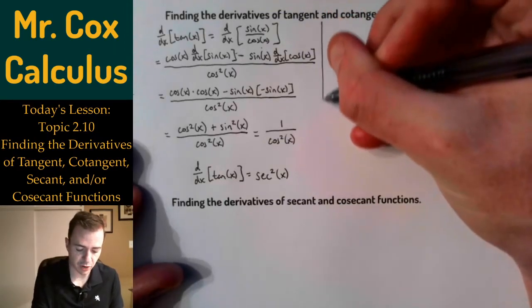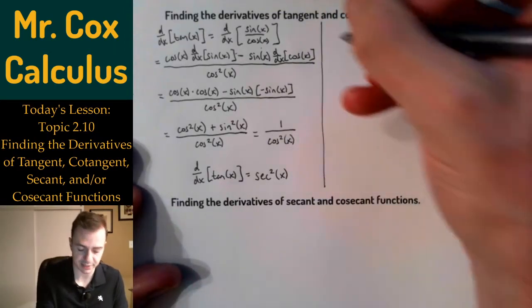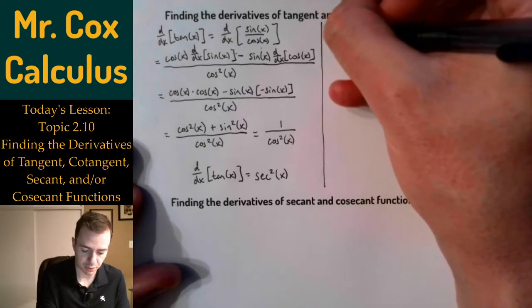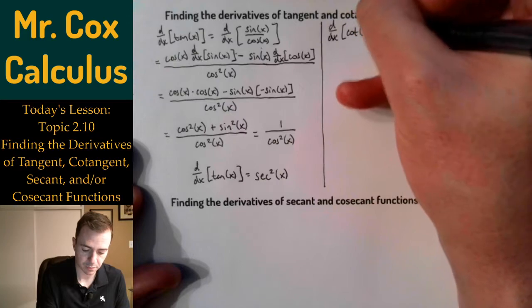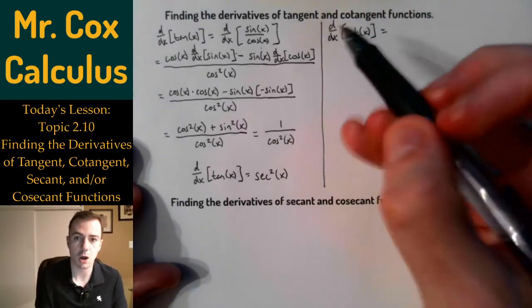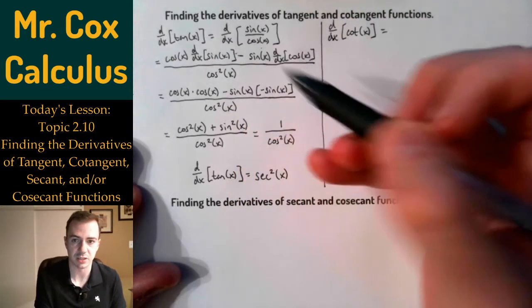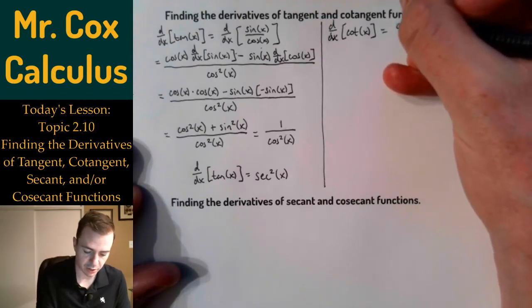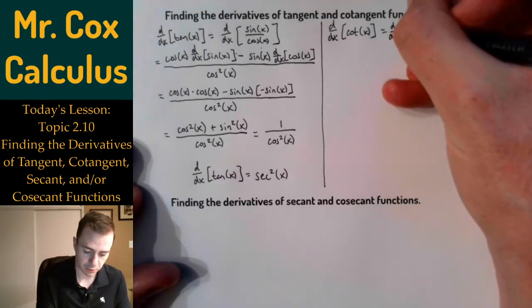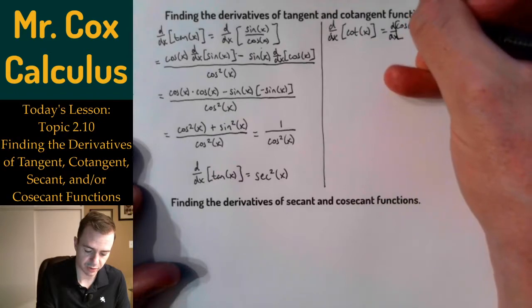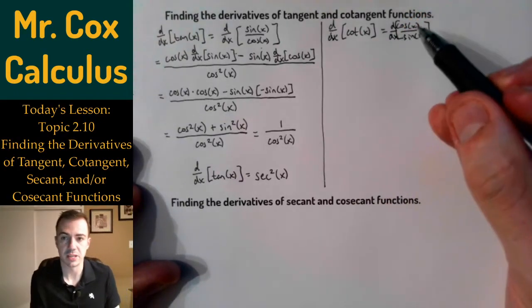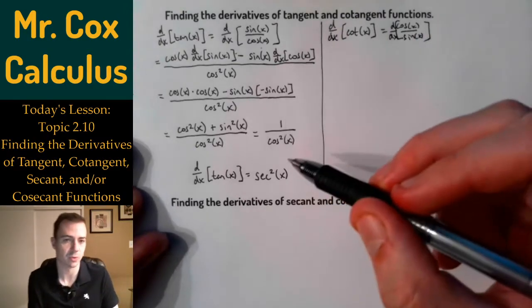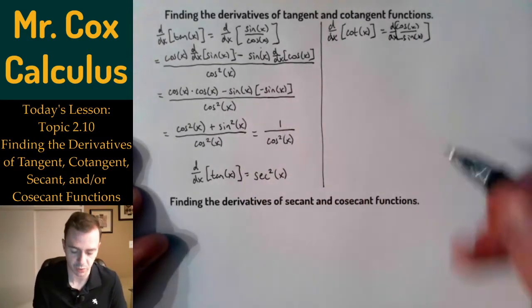The derivative of cotangent is going to look pretty similar. So I'll take the derivative of cotangent of x, which you'll recall is the reciprocal of tangent. So it's the derivative of cosine of x over the sine of x. So I'm going to take the derivative of cosine over sine using the quotient rule, very similar to what I did over here with tangent.